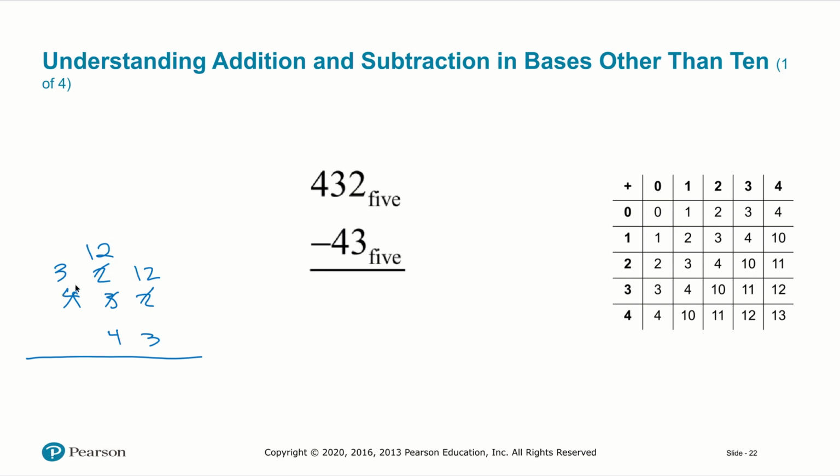So I'm ready to go with my trades first strategy, right? Because now I have all the right situations. Each number down below is smaller than the number above, so I can proceed. So 3 from 12 is 9. 4 from 12 is 8. And I get 389. So go ahead and try that on your own. Make sure you get the same answer.